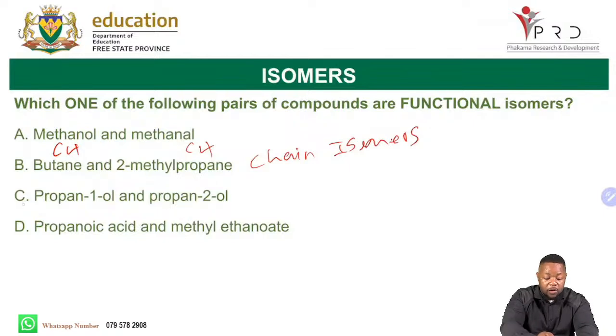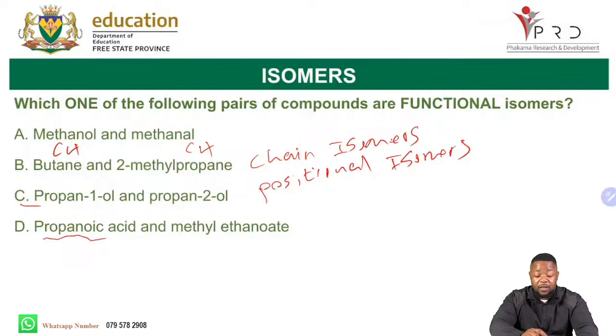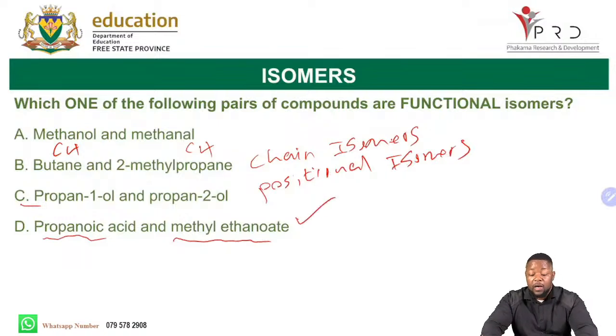And then if we look at option C, we see propan-1-ol and propan-2-ol. We can easily see that these two are positional isomers. And therefore, we are left with propanoic acid with 3 carbons and methyl ethanoate with also 3 carbons. If we draw the structure of both of them, we are going to see that these two are functional isomers.